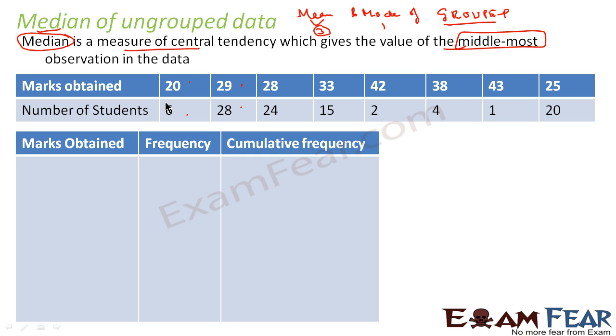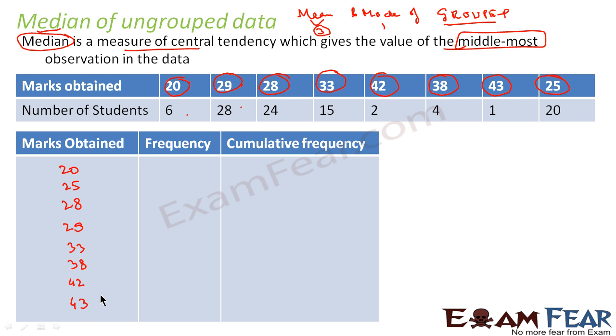To find median, the first thing we do is we arrange the data in ascending order. The smallest is 20, so we'll write 20 first. Then comes 25, so I'll write 25 next. Then comes 28. Then is 29, and then we have 33. Then I have 38, and then I have 42, and then I have 43. That is the first thing I did.